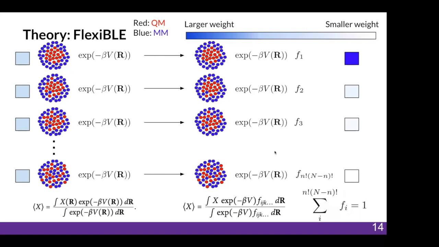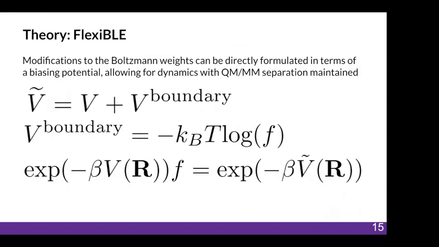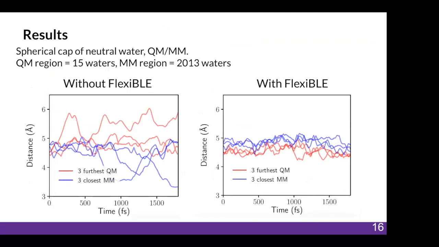And so this so far, I'm talking about this in terms of weights. How does this translate to what we do for dynamics? Well, it turns out that this reweighting can be reformulated in terms of a boundary potential. You just take kBT times the log of that particular reweighting term, and what we get is a novel boundary potential. And this boundary potential can actually be applied to reinforce this reweighting over the course of the dynamics, and thus allow QM and MM separation to be maintained.